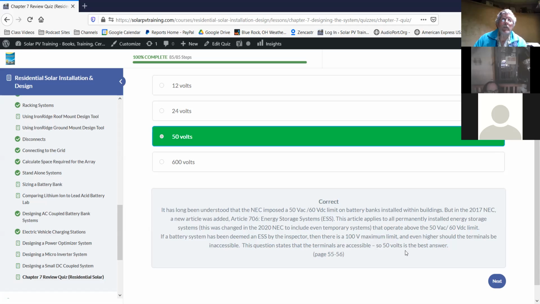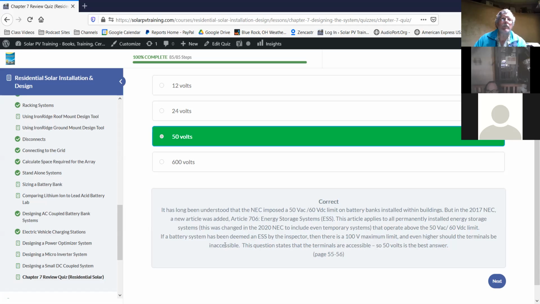But if the terminals of this ESS or energy storage system are inaccessible, meaning they can only be accessed by a certified technician from that manufacturer, then the voltage is unlimited.